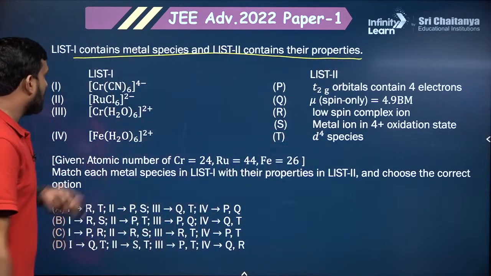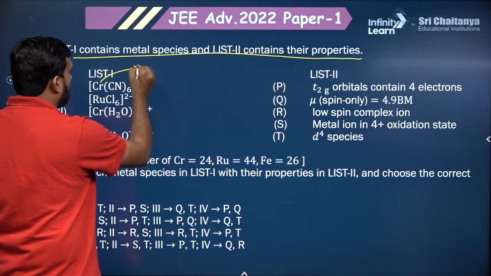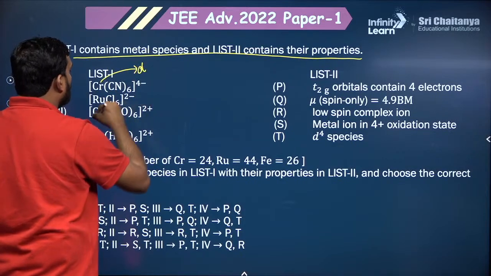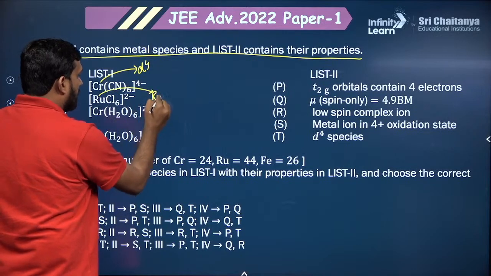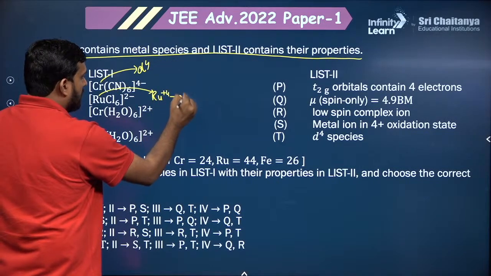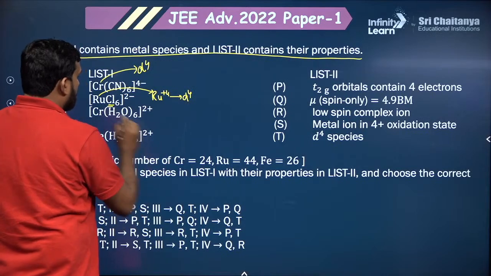Going for the next, list 1 contains the species and list 2 contains their properties. Let's write this down here. Basically this is Ru4+, so d4 will be the electronic configuration. Here Ru4+ has a d4 configuration with strong field ligands.